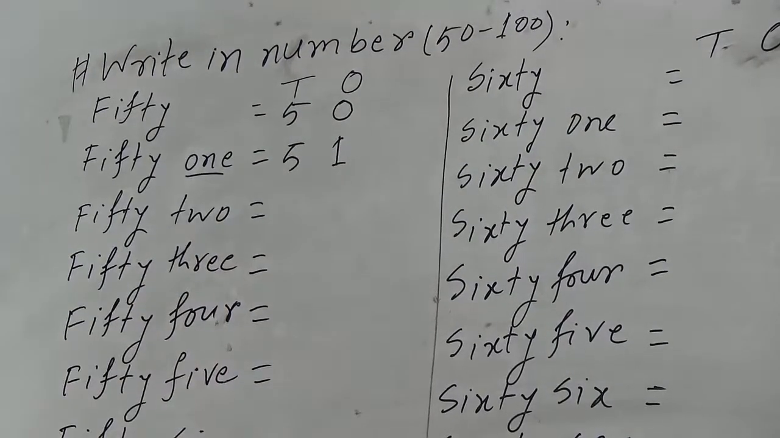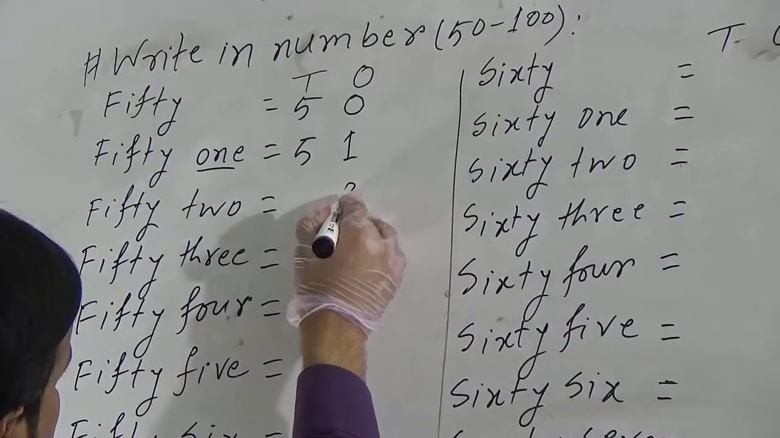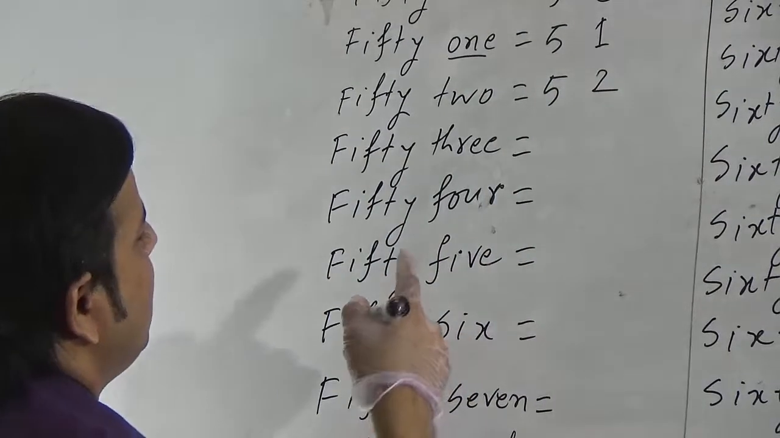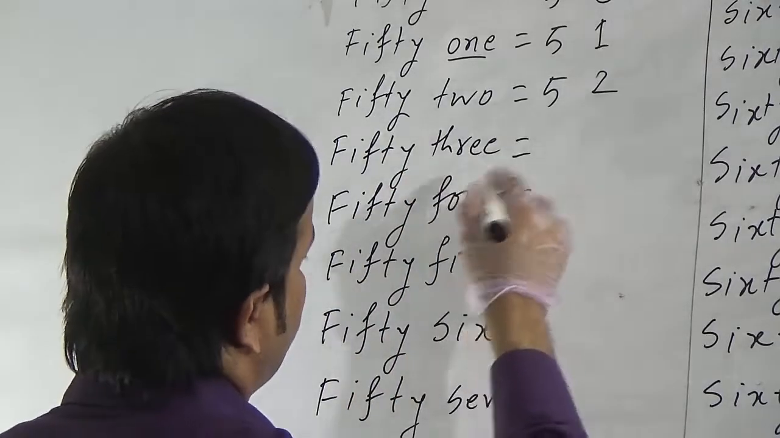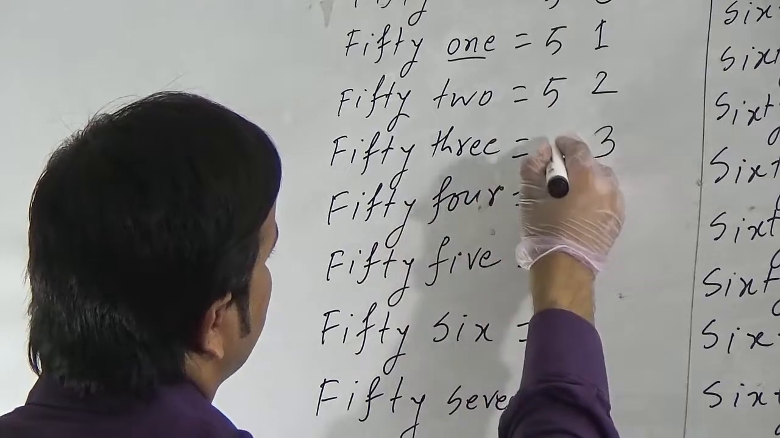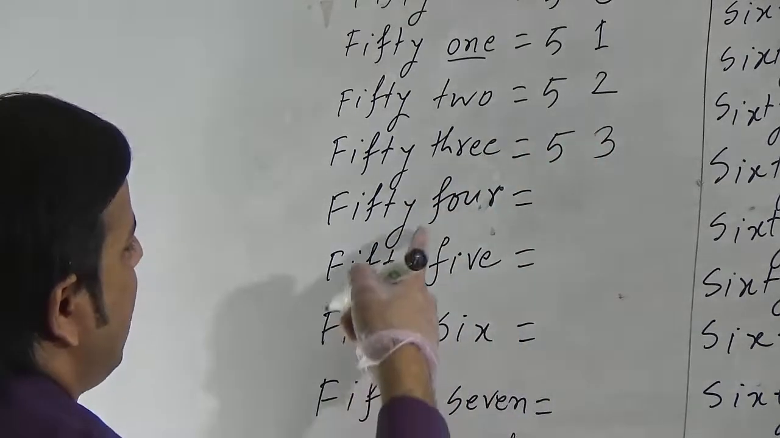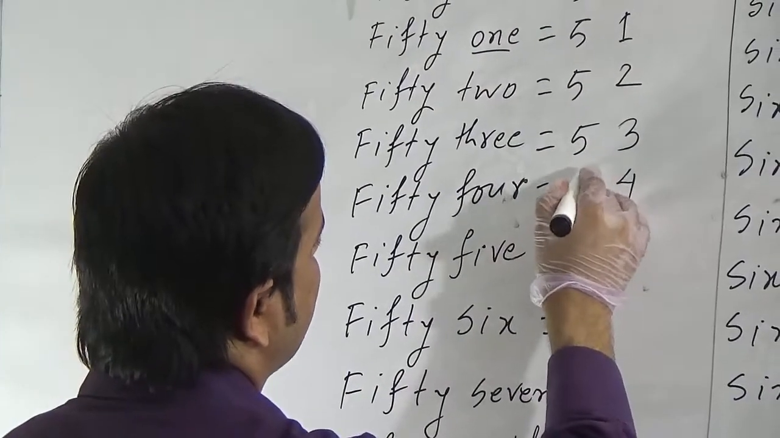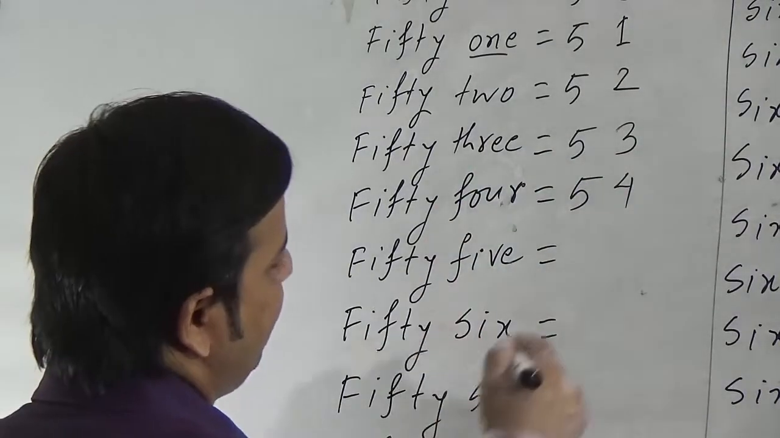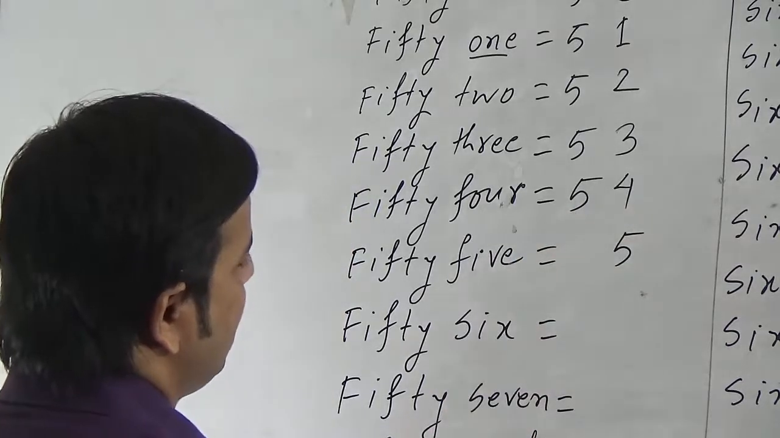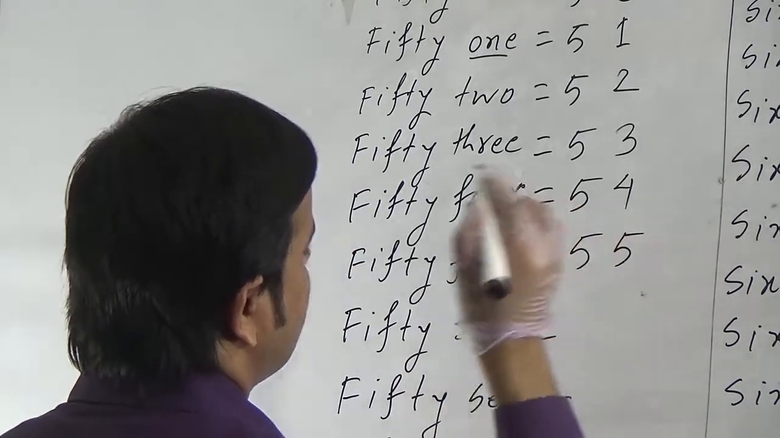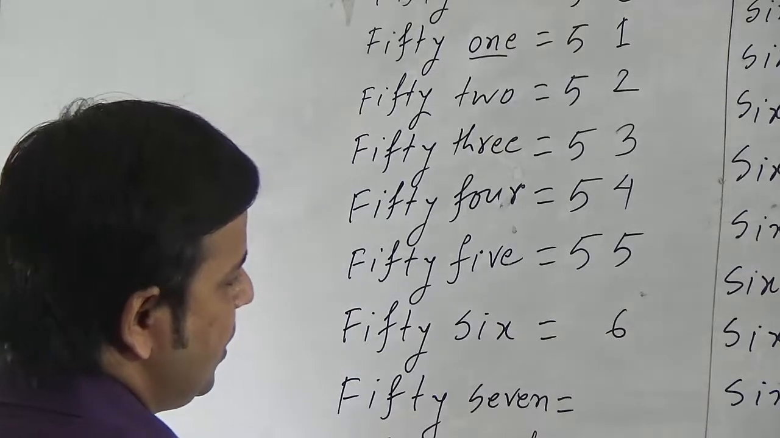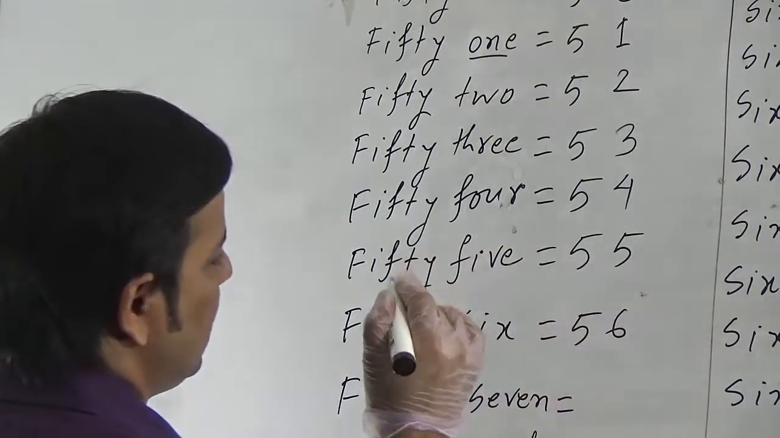Then next number is 52. To write 52 we have to write 2 in ones position and 5 in tens position. Now 53. To write 53 we have to write 3 in ones position, 5 in tens position. Then 54. To write 54 we have to write 4 in ones position and 5 in tens position. Then 55, 5 in ones position and 5 in tens position. Then 56, 6 in ones position and 5 in tens position.